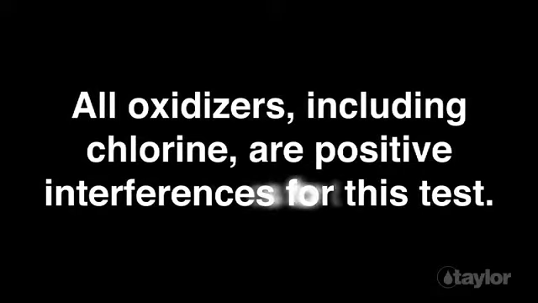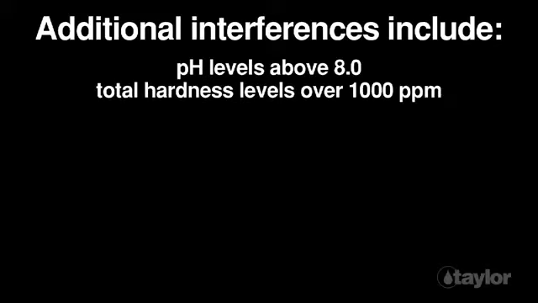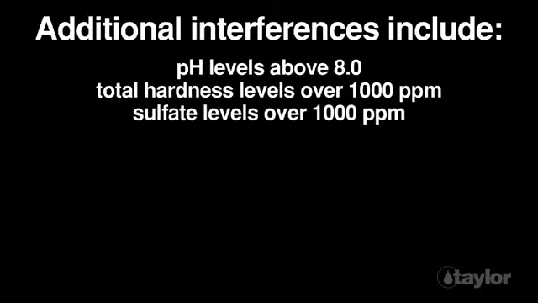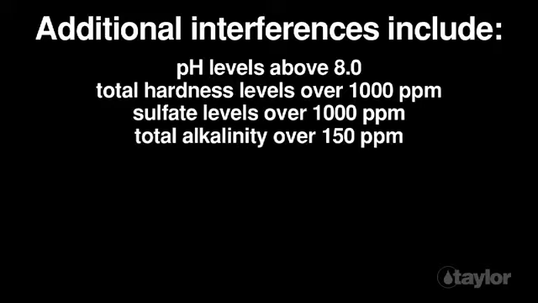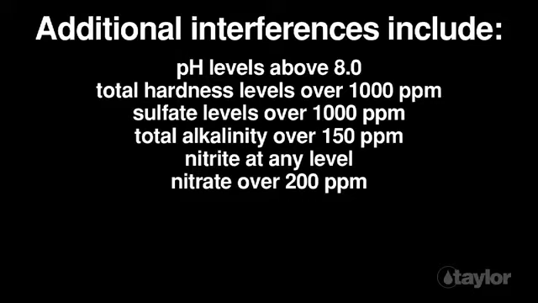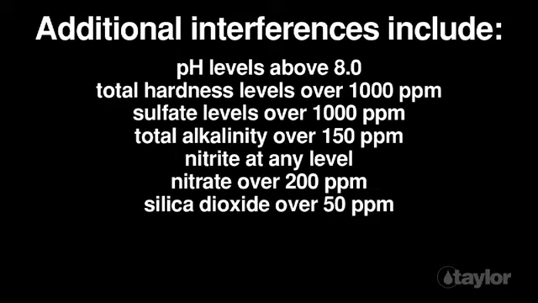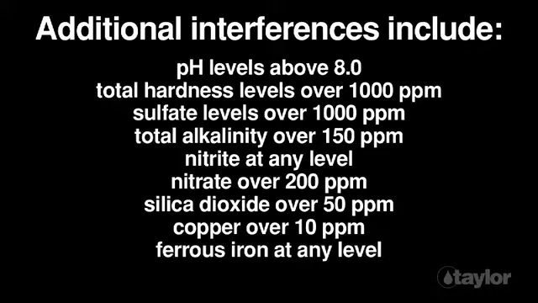All oxidizers, including chlorine, are positive interferences for this test. Additional interferences include pH levels above 8.0, total hardness levels over 1,000 parts per million, sulfate levels over 1,000 parts per million, total alkalinity over 150 parts per million, nitrite at any level, nitrate over 200 parts per million, silicon dioxide over 50 parts per million, copper over 10 parts per million, ferrous iron at any level, and ferric iron over 5 parts per million.